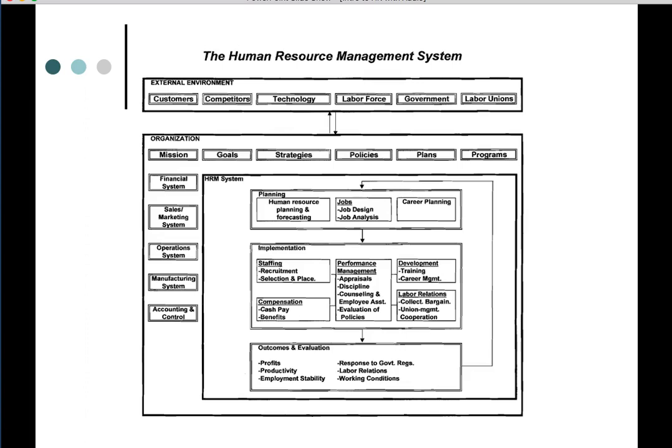How do we manage people's performance? How do we keep them performing at a level that we want? And part of what we have to do is we have to do discipline, right? To discipline people when they don't follow company rules. We need to evaluate their performance to make sure they're performing at the level that we expect.